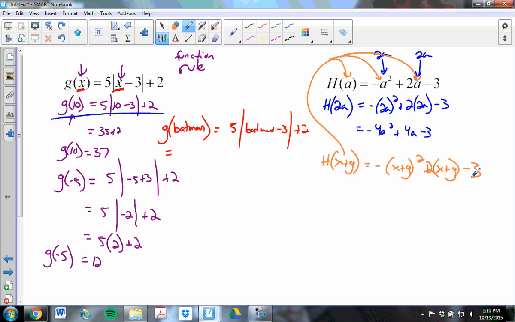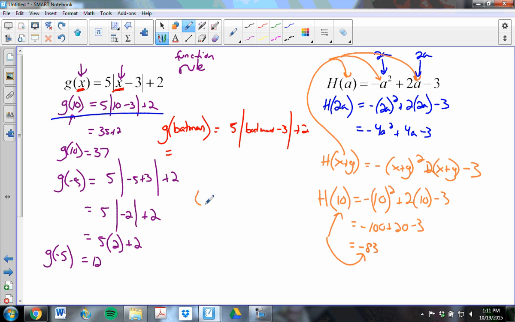So these I can simplify. I can do the squaring and calculate and stuff. I'm not going to bother doing that right now, but I could. But I could also plug in some numbers. h of, and we'll just stick with 10. That gives me negative 10 squared plus 2 times 10 minus 3, which is negative 100 plus 20 minus 3, which is negative 83. The input was 10, and the output was negative 83.